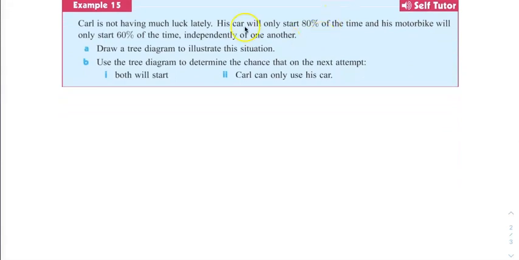Carl's not having much luck lately. His car can only start 80% of the time, and his motorbike only starts 60% of the time, independently of one another. So they don't have effect on each other. Draw a tree diagram to illustrate this situation.